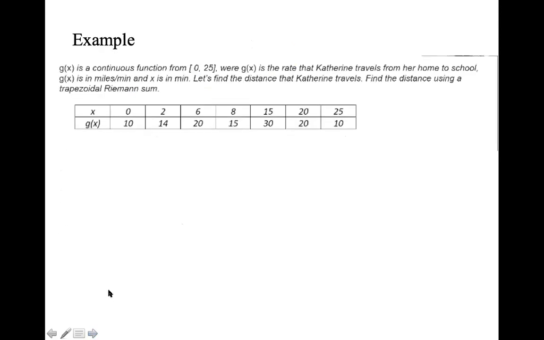All right, this time we have, oh, it's Catherine again. It says Catherine travels from her home to school. Let's find the distance Catherine travels using a trapezoidal Riemann sum. We did this problem before, but we did not do a trapezoid for it.